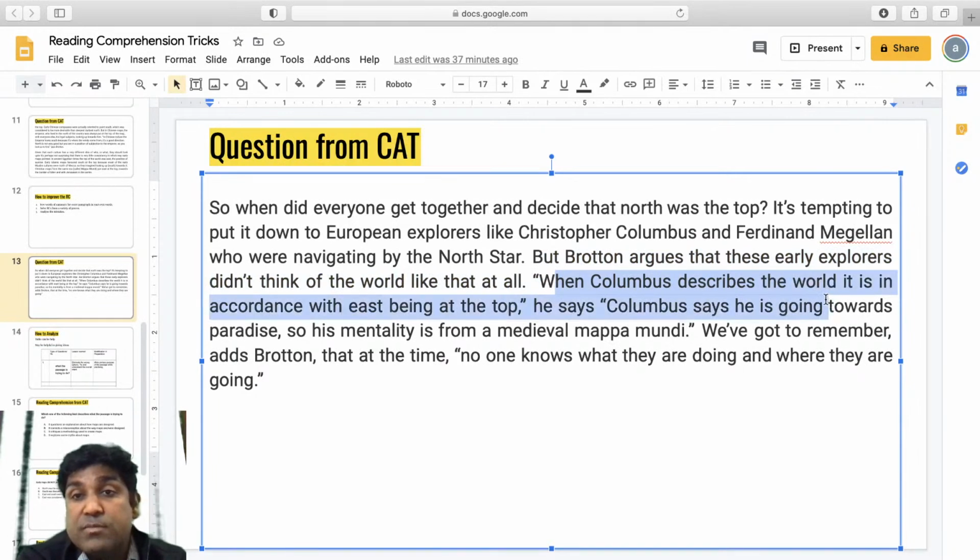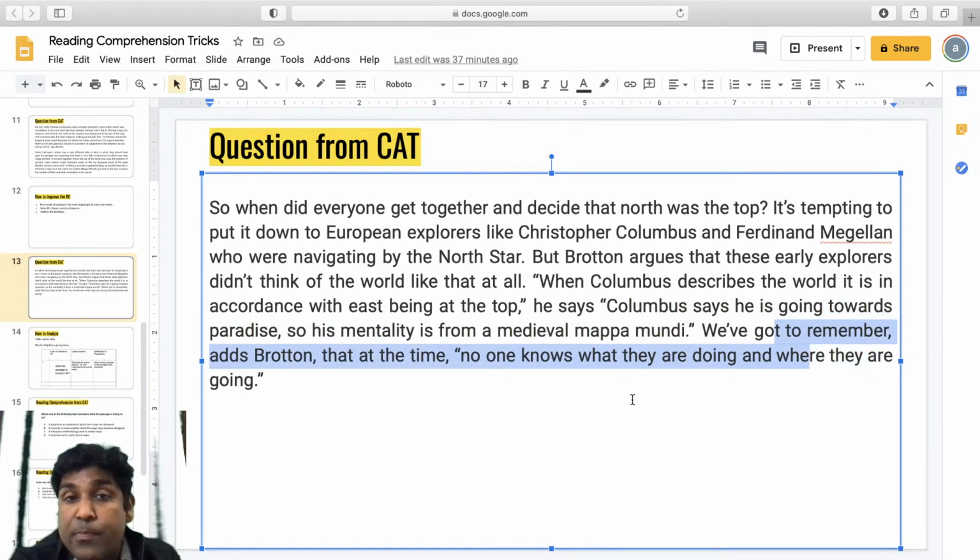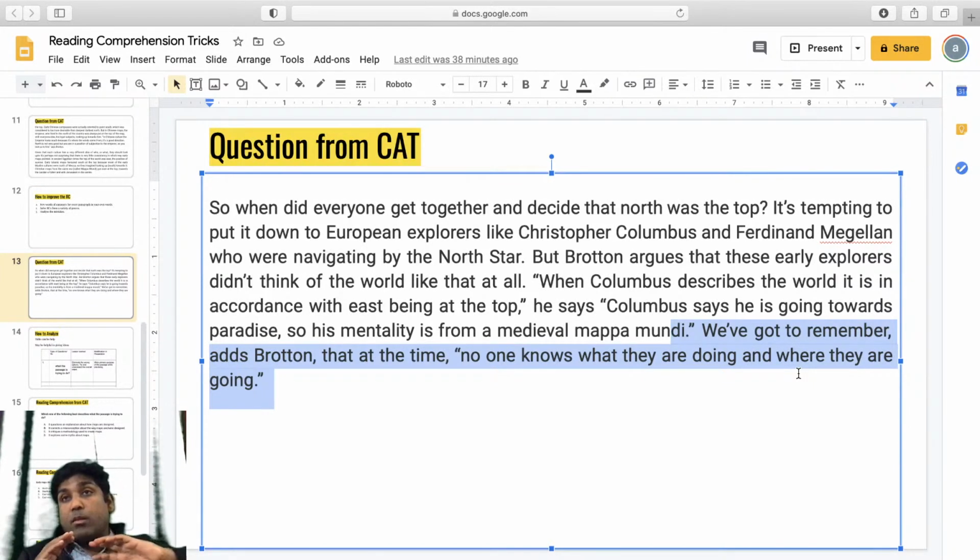When Columbus describes the world, it is in accordance with the East being at the top. Columbus says he's going towards paradise, so his mentality is from a medieval mappa mundi. We have got to remember that at the time, no one knows what they are doing and where they're going. So again the author tries to say that people did not know basically where they were going, and nobody was truly aware about what is happening.